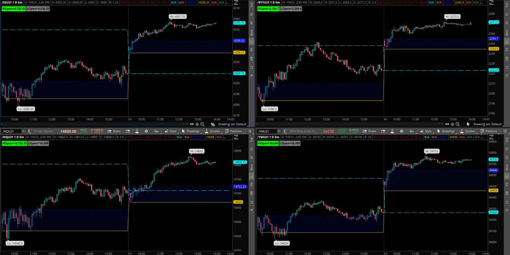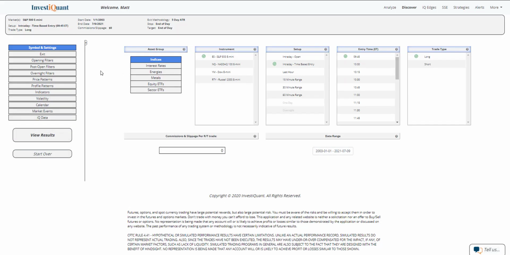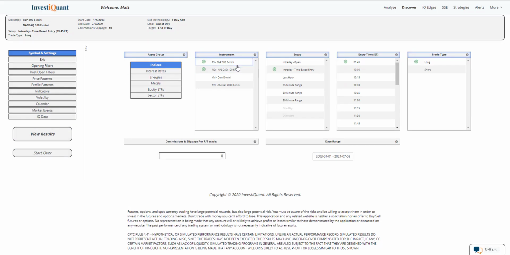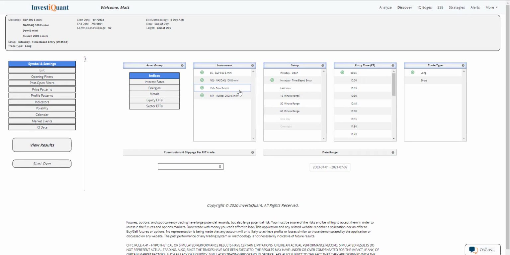As we go into the afternoon session, what we're going to be looking at here this afternoon in Discover is a cool little pattern based upon where it opened and where it's trading relative to recent highs. So let me go ahead and set this up.